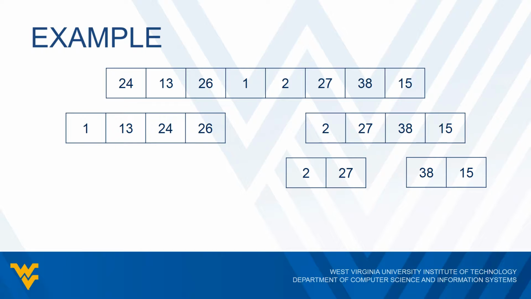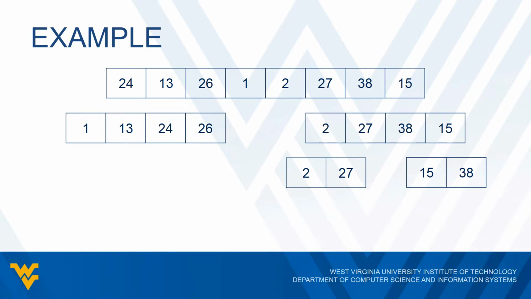We'll then merge the 2 and the 27 to a sorted array, which gives us the array 2 and 27. So here it really didn't make a difference since they were already sorted, but we still have to follow those steps anyway. We'll then focus on the right subarray with the 38 and 15, so we'll split those up into two arrays with one element each, one with 38, one with 15. Since both of those are size 1, we say that those arrays are sorted.